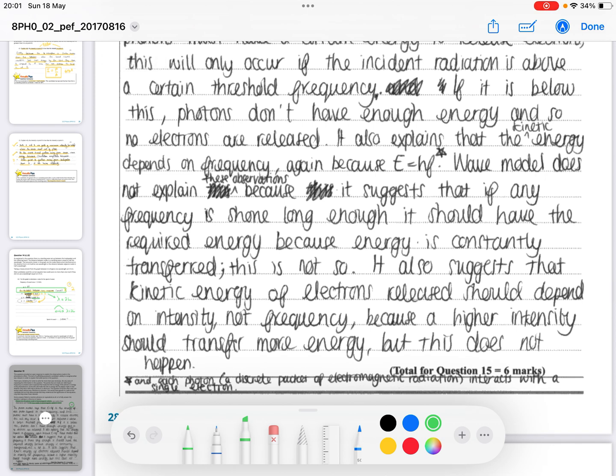Let me just shrink the size if I can. Will I be able to? No, it doesn't let me shrink the size.